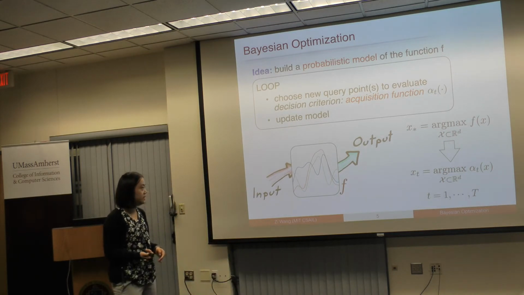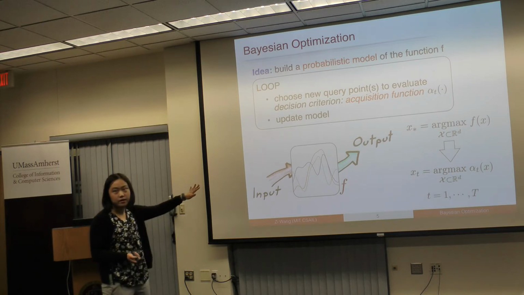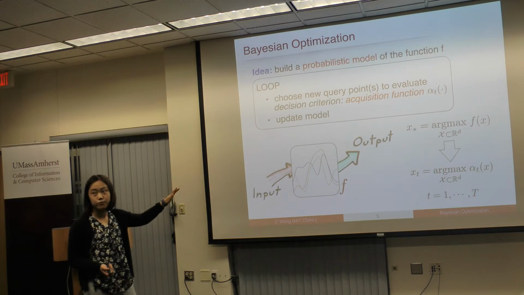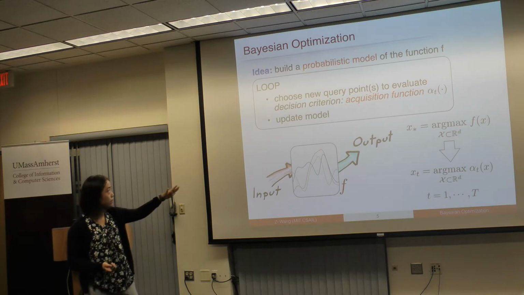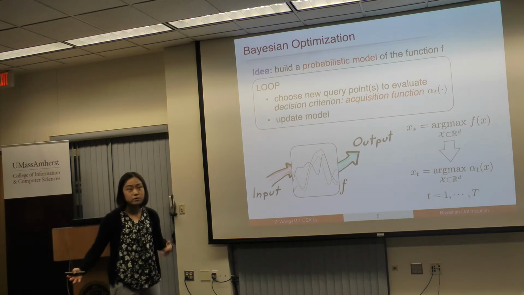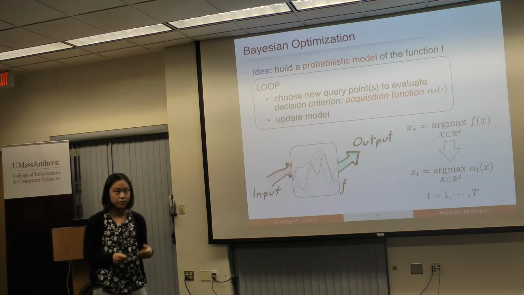And so here basically there are two key questions. One is what type of probabilistic model we use, and the other is the acquisition function. So I'm gonna first talk a little bit about the probabilistic model, and then I'm gonna show you an example of the acquisition function.